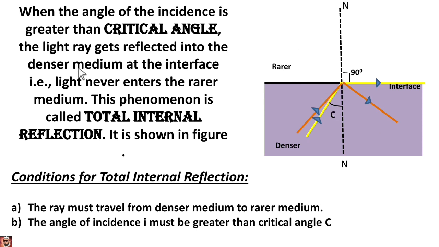This is what we call total internal reflection. So when the angle of incidence is greater than the critical angle, the light ray gets reflected into the denser medium at the interface, that is, light never enters the rarer medium. This phenomenon is called total internal reflection. You can see it in the figure. Now what are the conditions required for total internal reflection to take place? The first condition is that the light must travel from denser medium to rarer medium. And the second is that the angle of incidence must be greater than the critical angle. When the angle of incidence is greater than the critical angle, then you will observe total internal reflection.